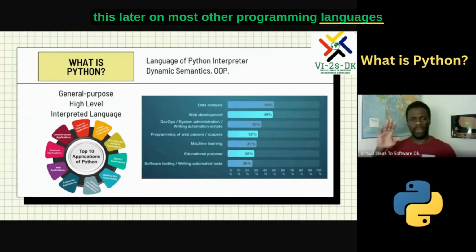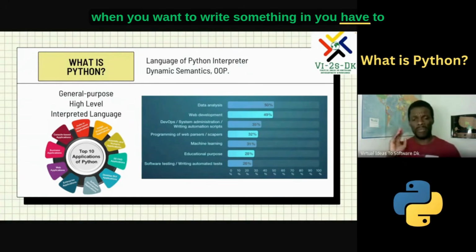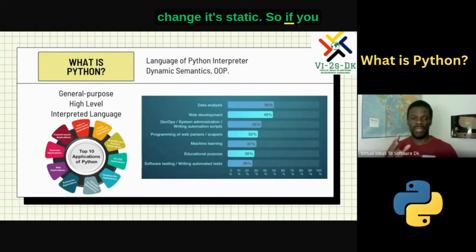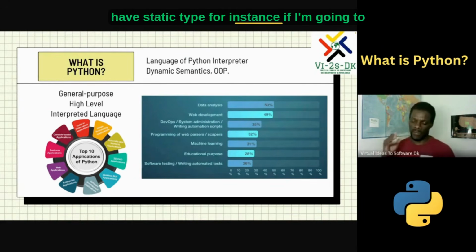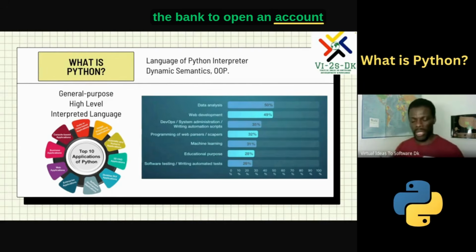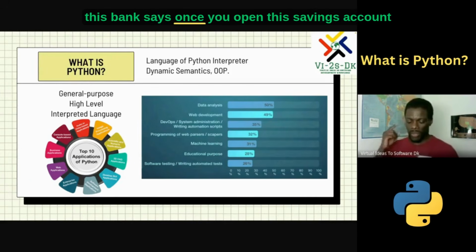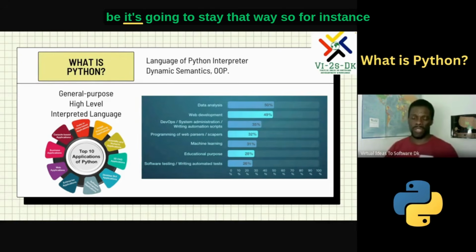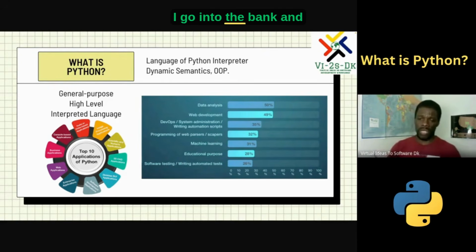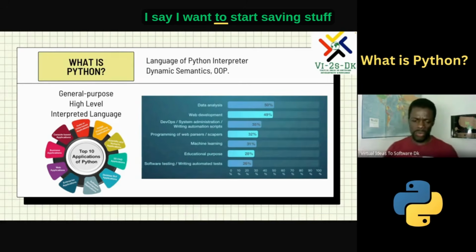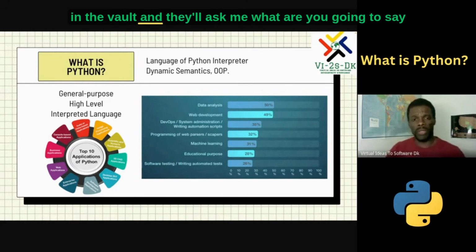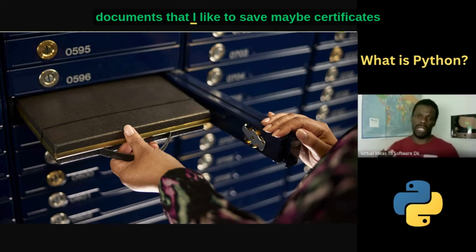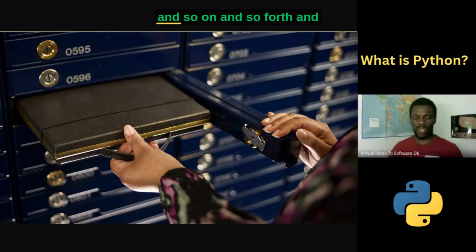Most other programming languages, when you want to write something, you have to define every single thing you're writing, and it cannot change. It's static. So if you have static type, for instance, if I'm going to a bank to open an account, and this bank says once you open a savings account, you cannot change it from a savings account, that's what it's going to be. It's going to stay that way. So for instance, I go into the bank and I say I want to start saving stuff in the vault, and they'll ask me, what are you going to save? I'll say, I have some important documents that I like to save, maybe certificates and so on and so forth.